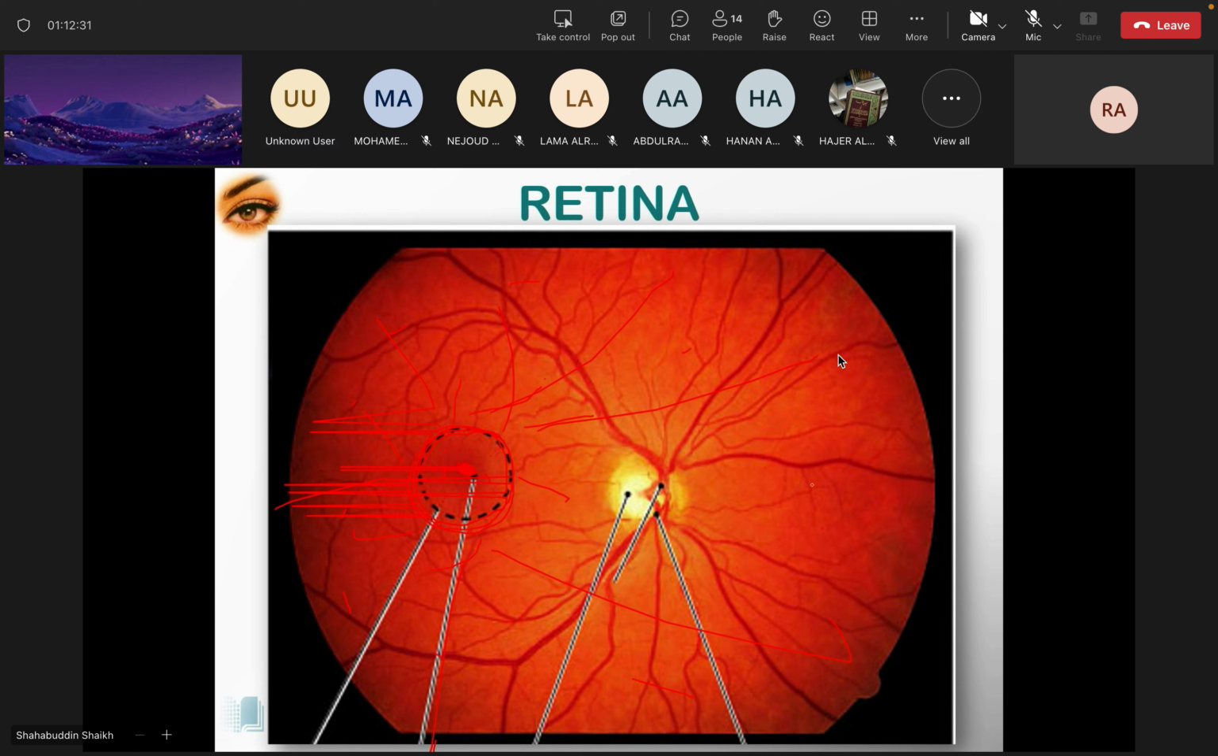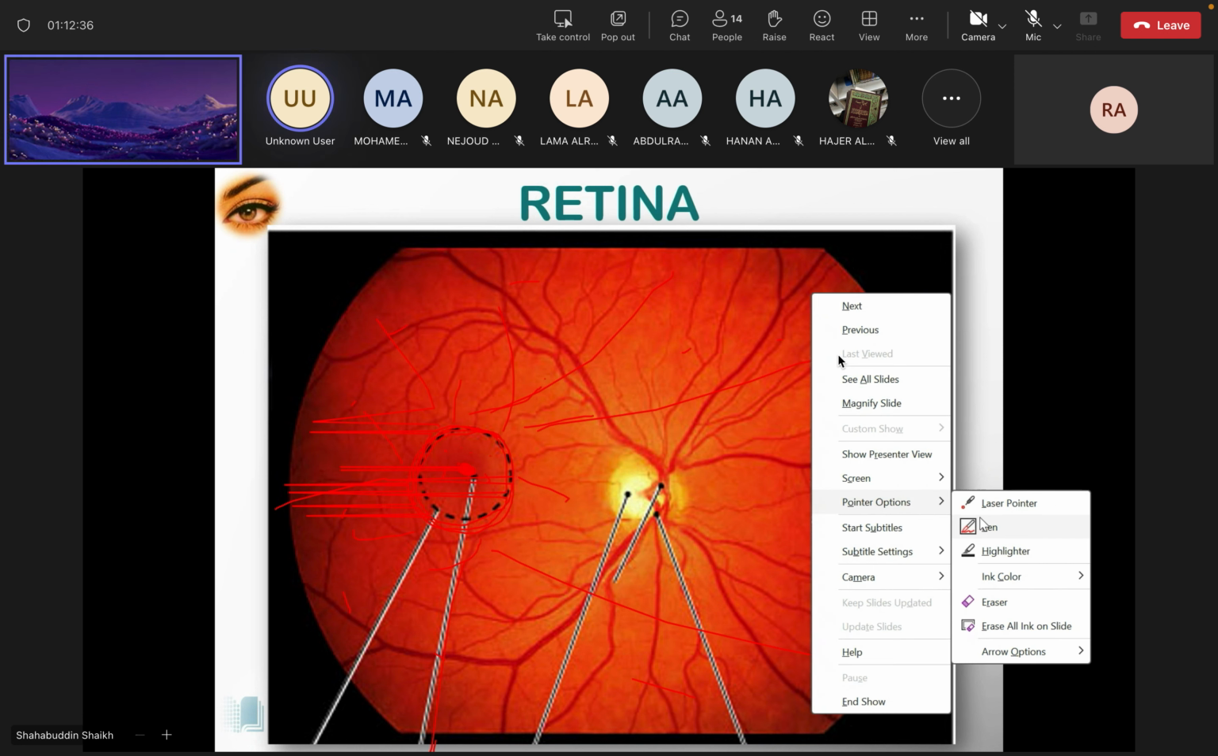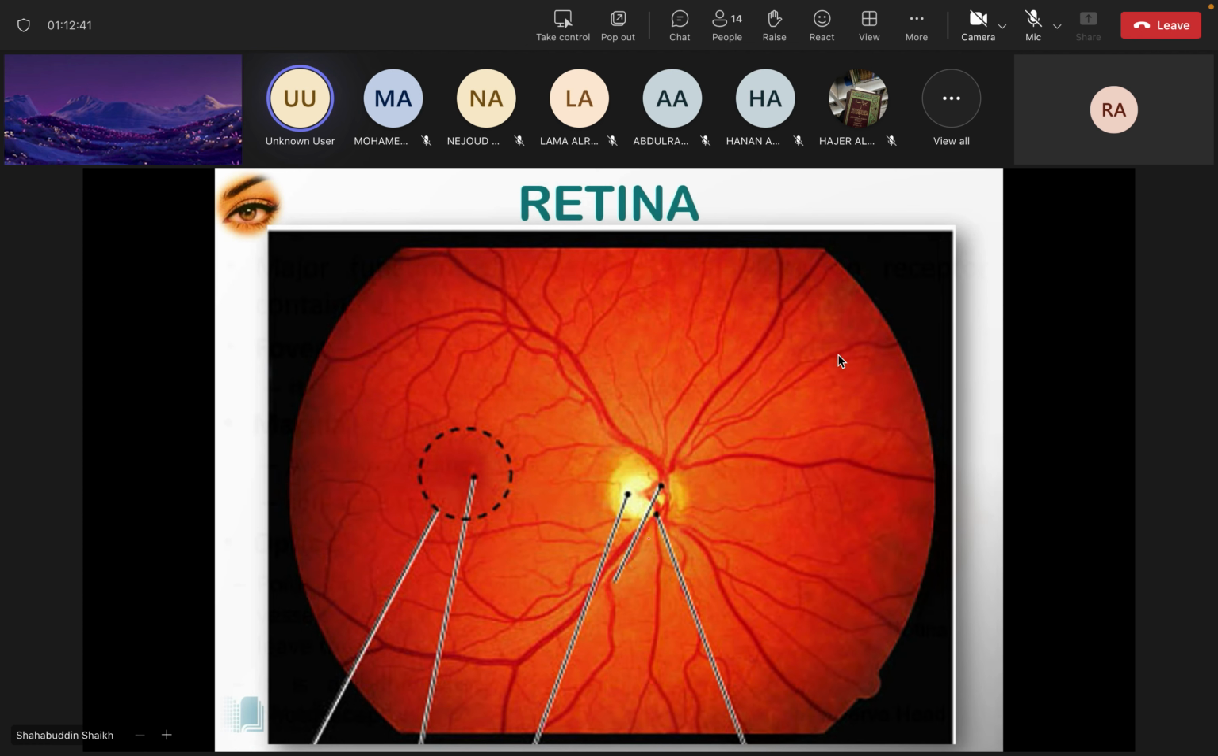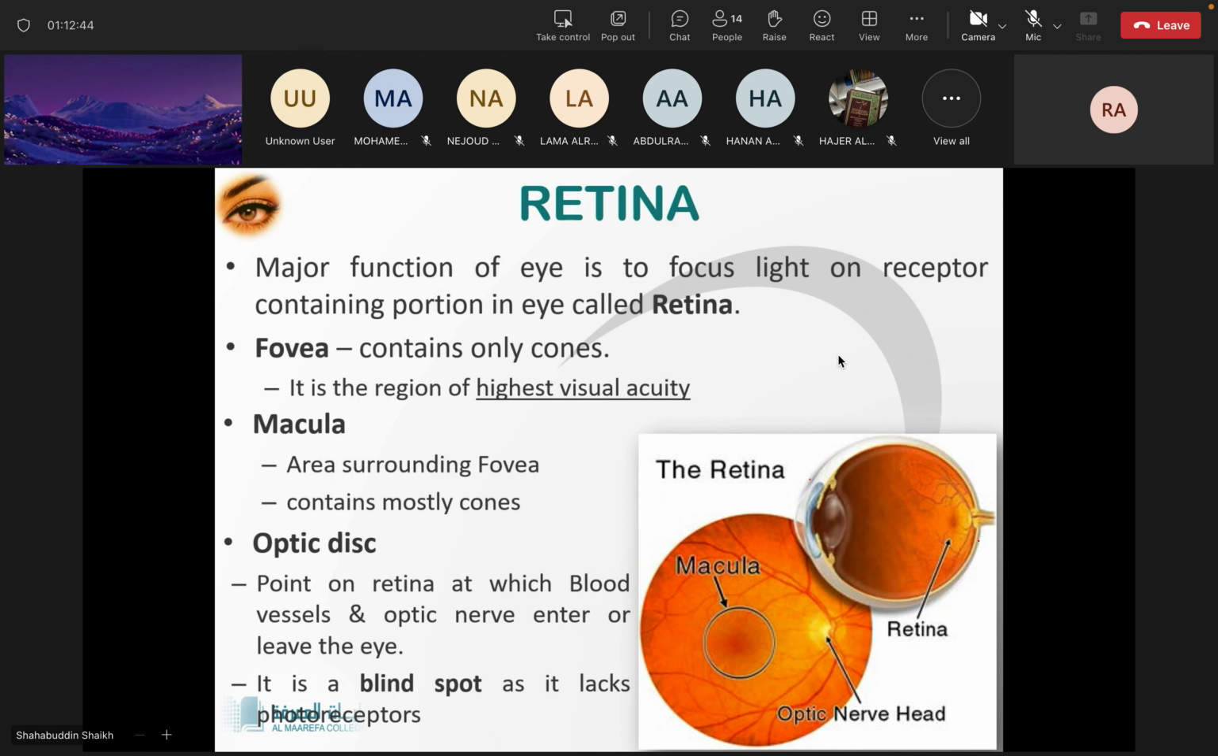Yes. Earlier slides? Yes. What was the function? It was where the light is focused. Exactly. So whatever the cornea and lens were doing, they were focusing light on one point. This point is nothing but fovea centralis. So it is in the macula. It is in the center of the macula. So the center of the macula you can see here is fovea centralis. Okay? Are we clear now?